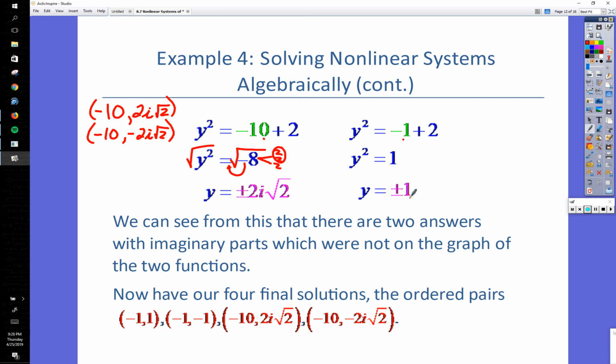Now these are going to be the two that we saw graphically, the two real ones. So when I square root both sides, don't forget your plus or minus, we get 1. So when I plug in negative 1, I got 1, and I also got negative 1. And those are my two values. So look at the bottom of the screen. We have all four solutions, not just the two real ones that we can get graphically, but the two imaginary ones that we have to achieve algebraically.